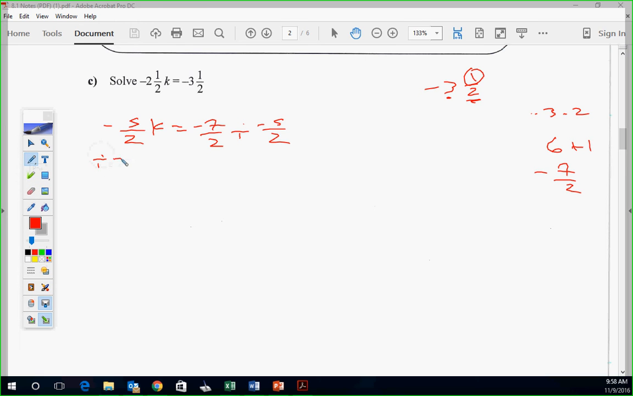Divide by negative 5/2. That makes that cancel. We'll flip and multiply here. And you'll see, remember we talked about that, those will cancel. You can go and multiply and simplify if you want, but your answer is going to be negative 7 over negative 5, which is 7/5. So 7/5 would be our answer there.